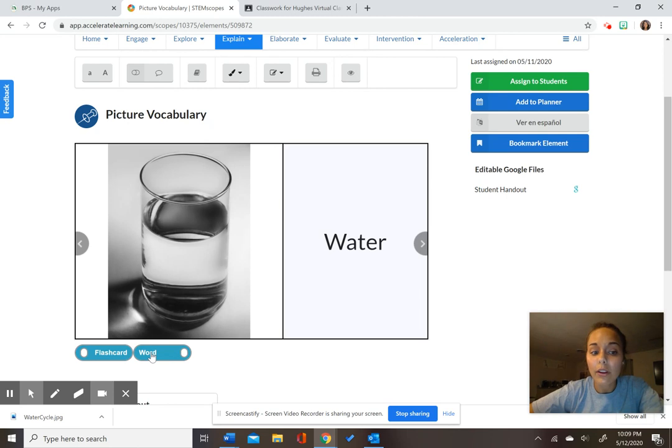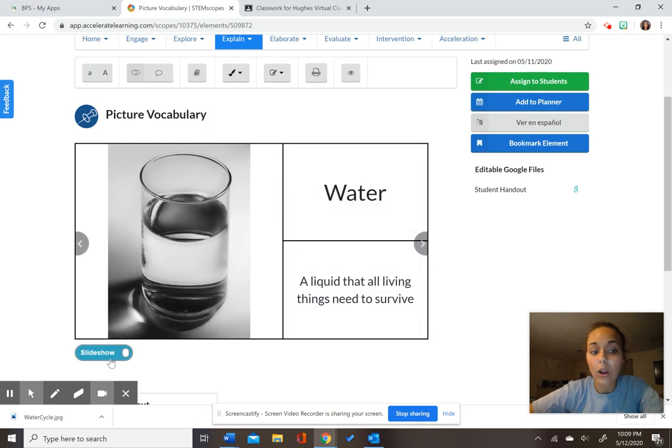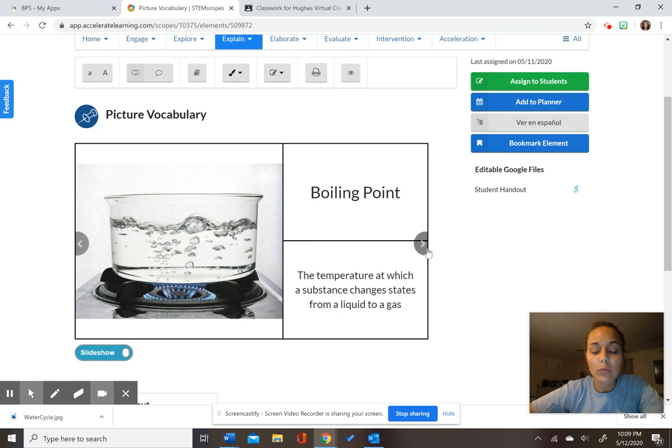So you can either choose for it to have the word there, what it is, or what the definition of it is. Or all 3 like that, which I like the one that has all 3. Next one, boiling point. What is boiling point? It's when something changes from a liquid into having that steamy, gassy vapor.